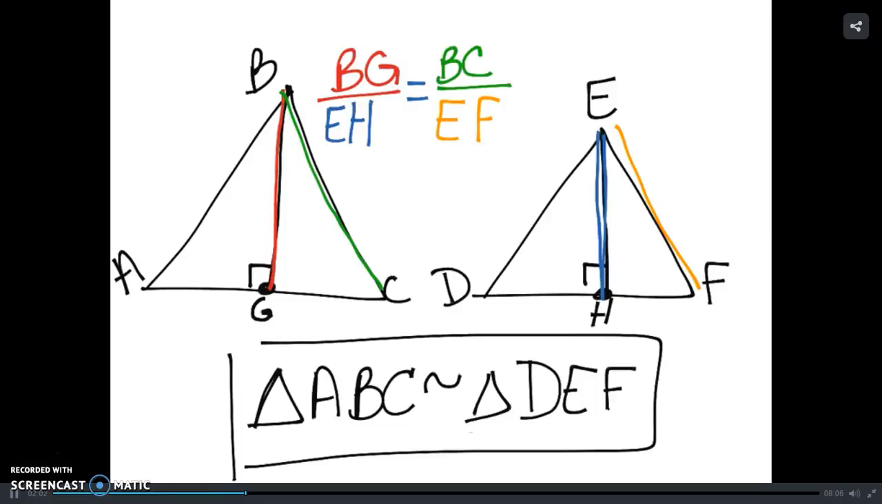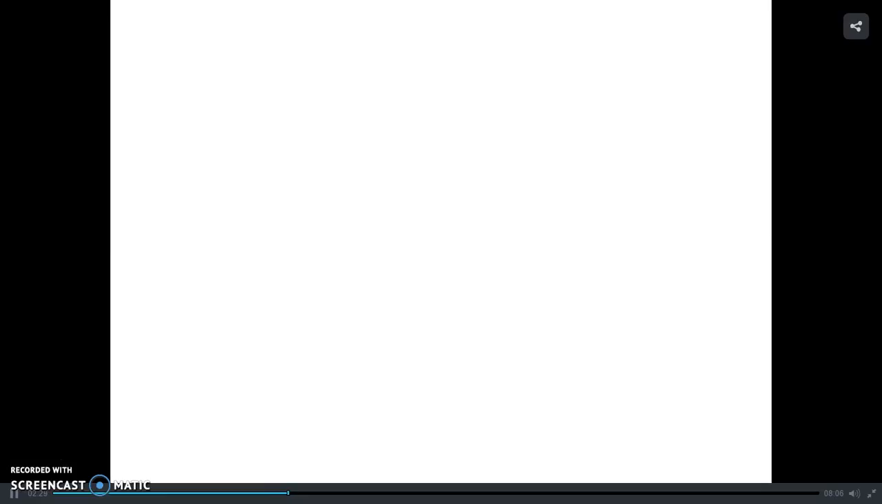And some of you are probably wondering, why did I pick BC and EF? And the truth is, those are just two corresponding sides. So I could just as easily have chosen, instead of BC, I could have chosen BA, and then instead of EF, I could have chosen ED. And that's fine, as long as it's two corresponding sides on the two triangles. Okay. All right, so our next rule is going to be talking about angle bisectors.